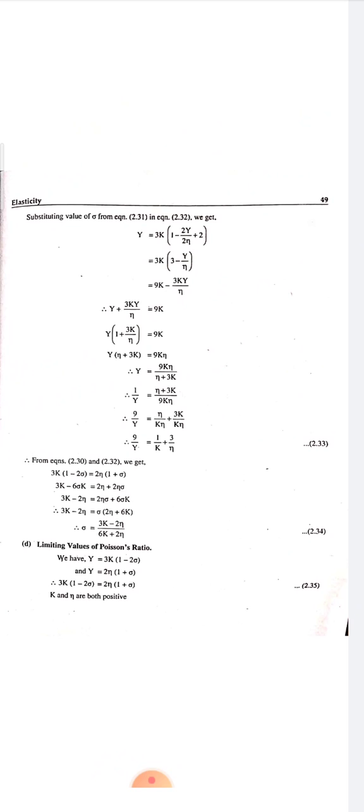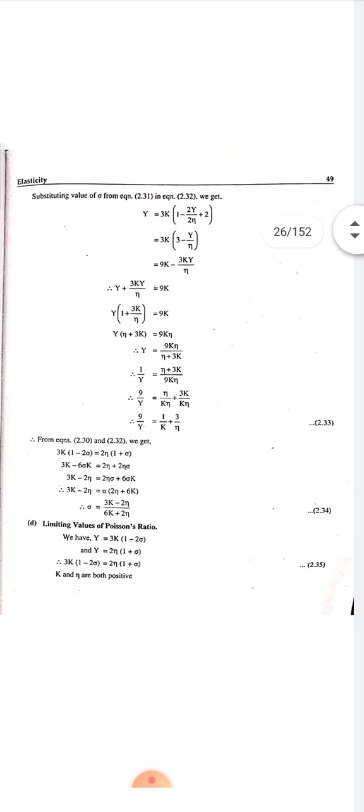These are the derivations, and the limiting values of the Poisson's ratio are given here. Y is equal to 3K(1 minus 2 sigma), Y is equal to 2 eta (1 plus sigma), so 3K(1 minus 2 sigma) is equal to 2 eta (1 plus sigma), where K and eta are both positive. Okay, this derivation you have to remember.